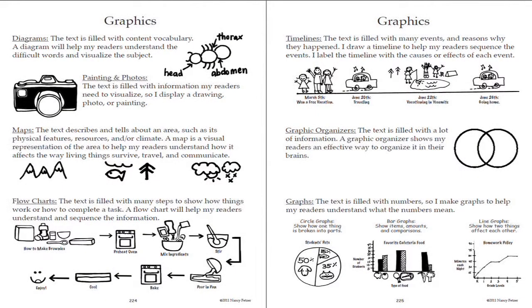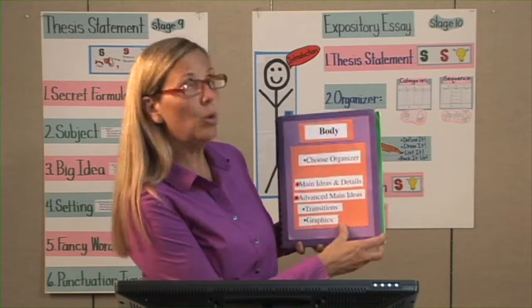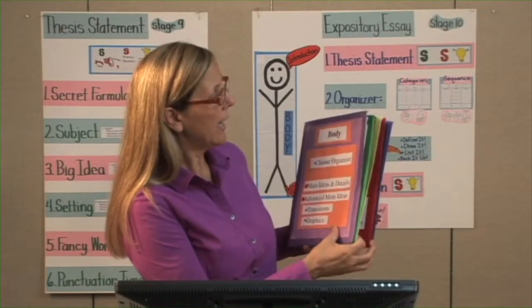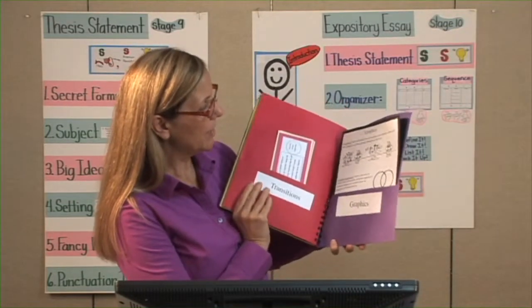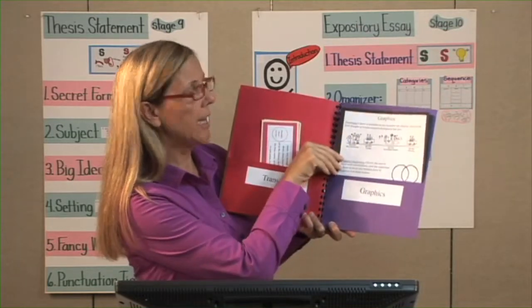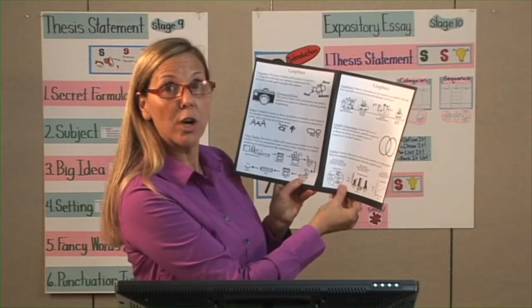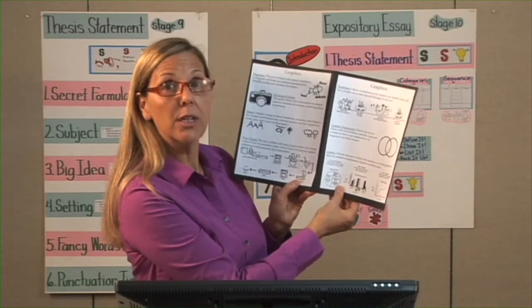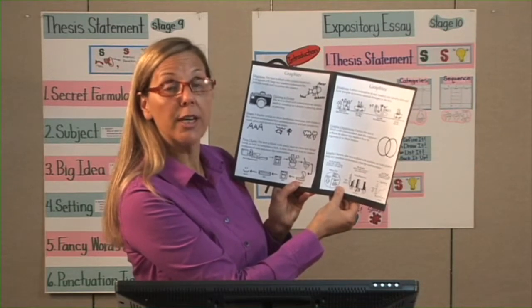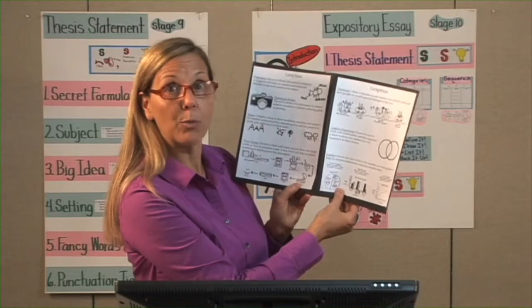On pages 224 and 225, we have our chart that displays graphics. This graphic tool would be in the body folder. I have it on the last page. What I've done is take both pages and mount them on a large piece of construction paper. They can pull this out to decide what graphics they need to put in their informative explanatory writing.